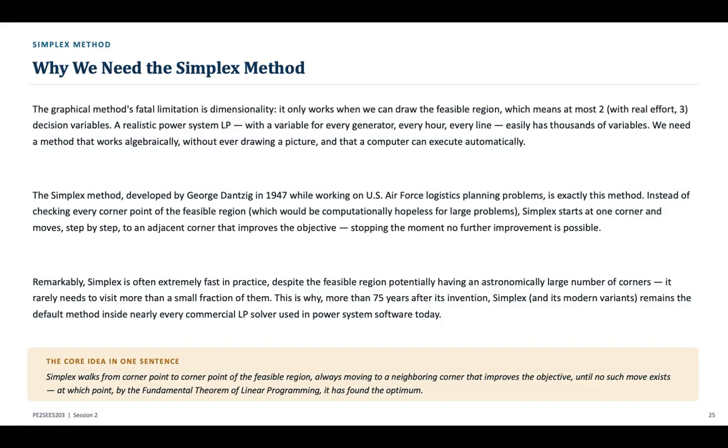The graphical method has a dimensional limitation. If you have two variables, we can draw two axes. With three variables, visualization becomes difficult. With thousands of variables, it is practically impossible. Considering a realistic power system linear program, we may have variables for multiple generators, multiple time periods, transmission constraints, reserve quantities, piecewise linear cost segments. I'm just giving you a few names. The resulting linear program can easily contain thousands of variables. So simplex was developed to solve such LPs algebraically.